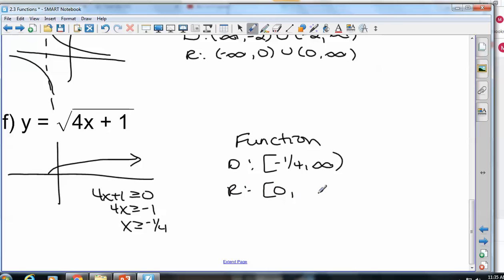Your range, can you tell me what the lowest y value is? 0. It touches it, and then it's going to keep going up gradually, so 0 to infinity.